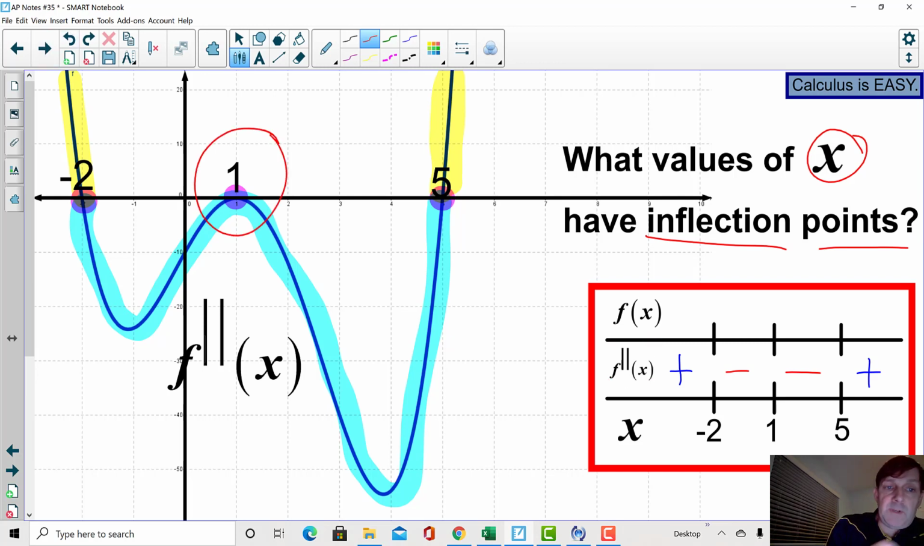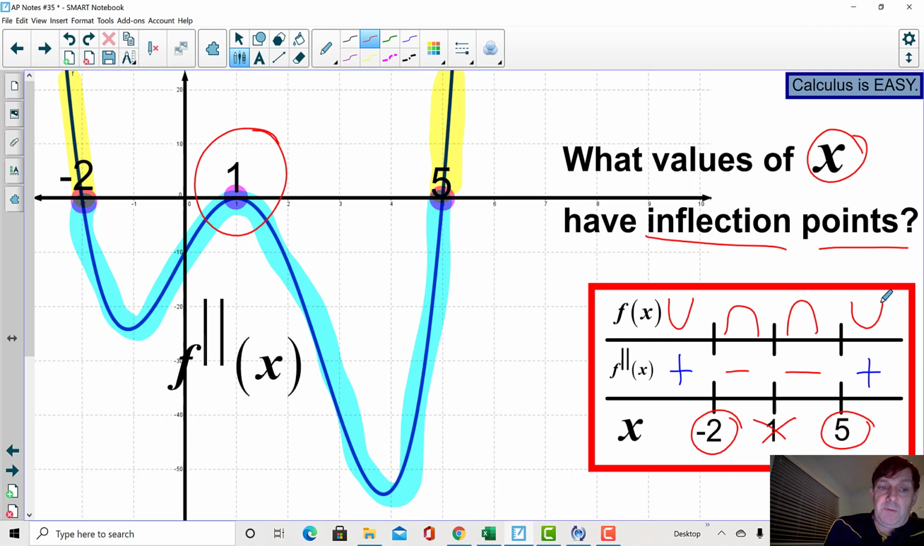That does not happen at x equals 1, but it does happen at x equals -2 and at x equals +5. So those are the two inflection points. That's where we change from either concave up to concave down, or from concave down to concave up.